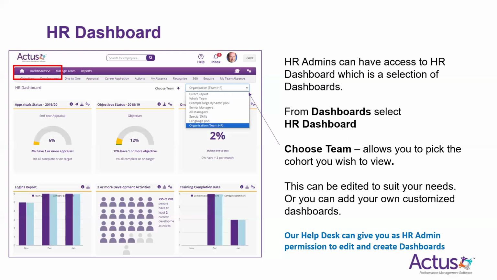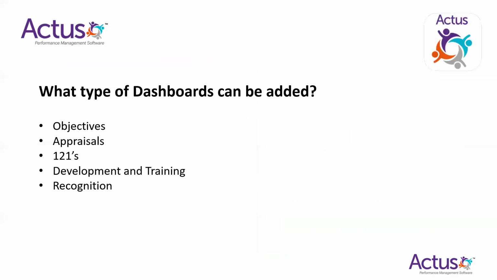So we're going to start off with how to access and create the dashboards. And before we do that, we're going to think about what type of dashboards can we add. So you could create a dashboard that could be focusing purely on objectives. Maybe you want to look at what objectives have been set for the current year compared to last year. Or you might be adding a dashboard that focuses on appraisals or one-to-ones, development and training, or recognition. Or you can have a combination of all of them. So you really are in control in what you put on your dashboard.